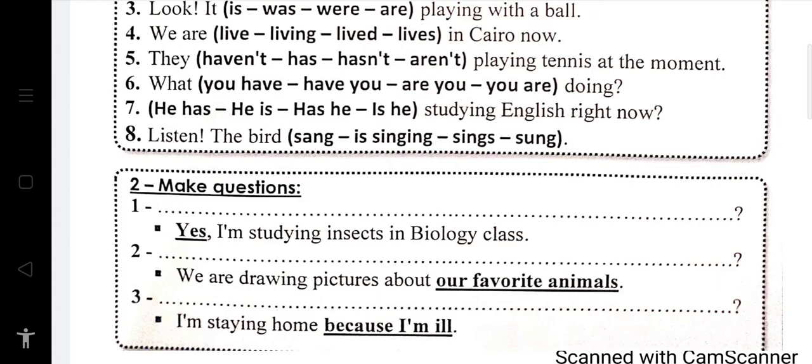I'm staying home because I'm ill. If we have because in our answer, we have to begin with the question with why. So we have to say, why are you staying home?